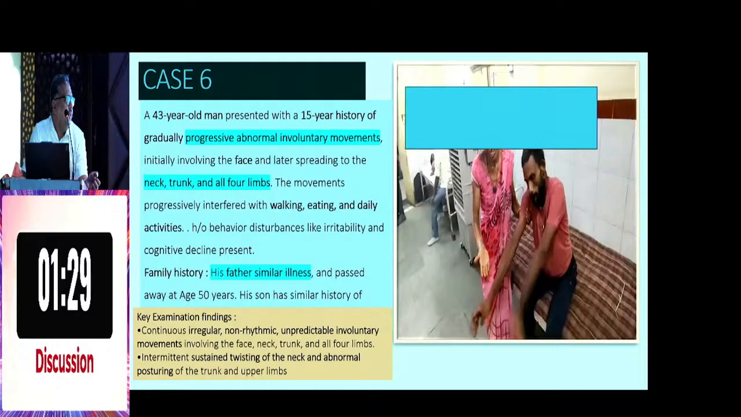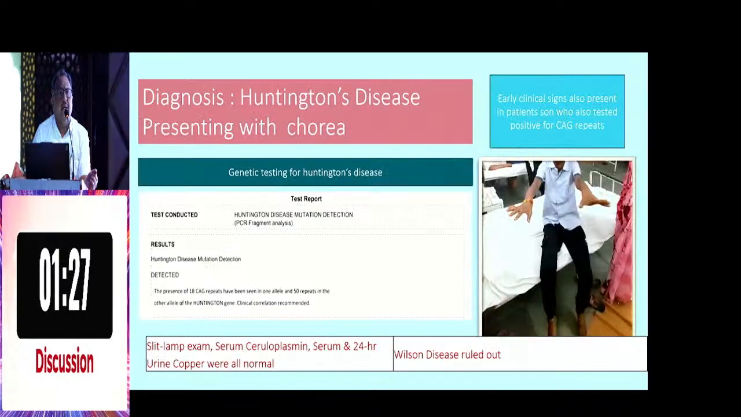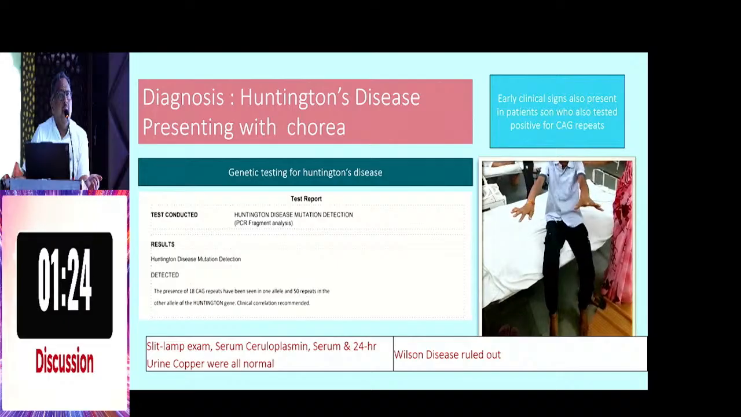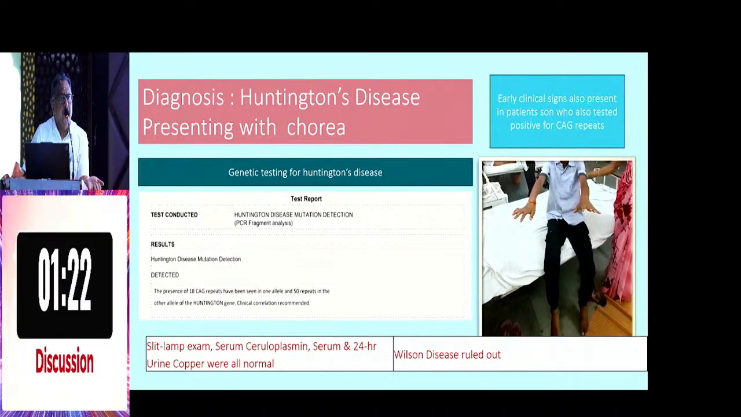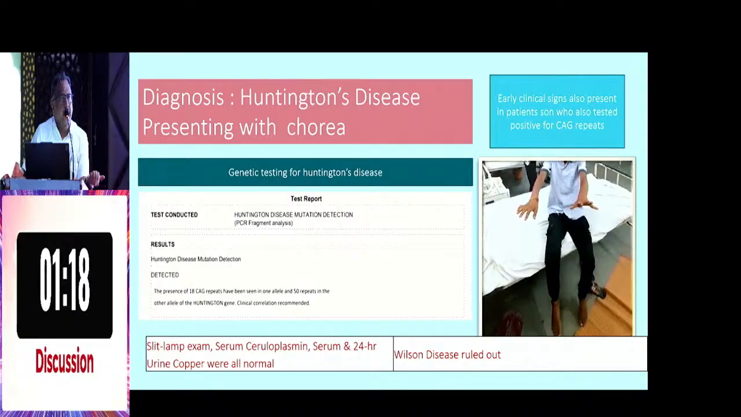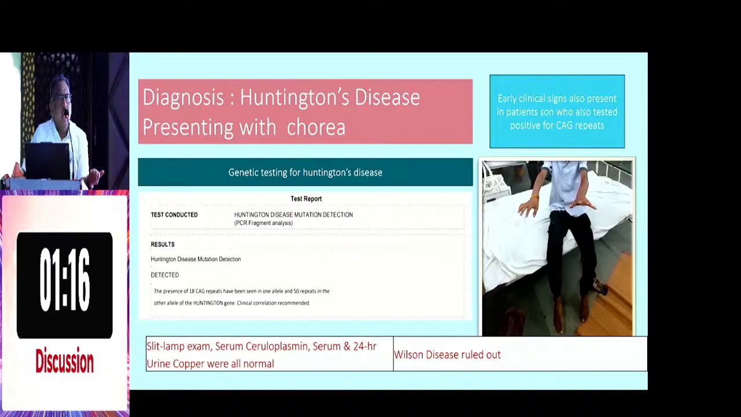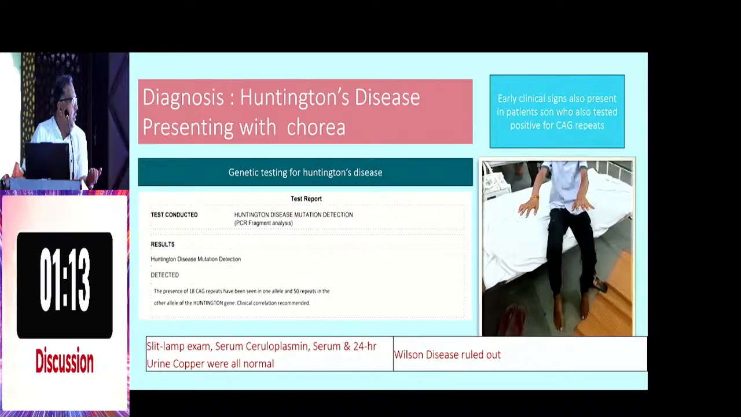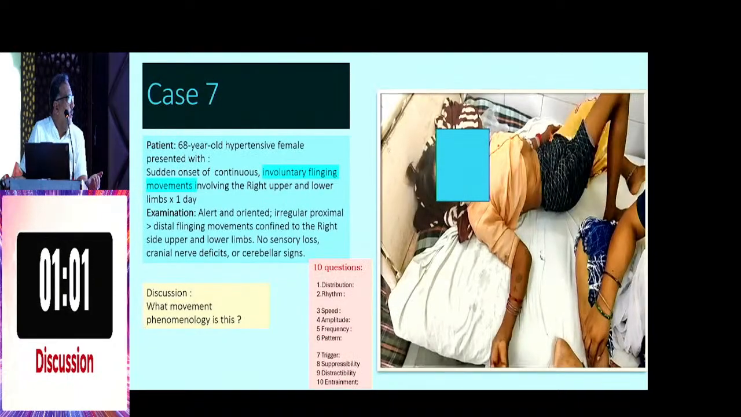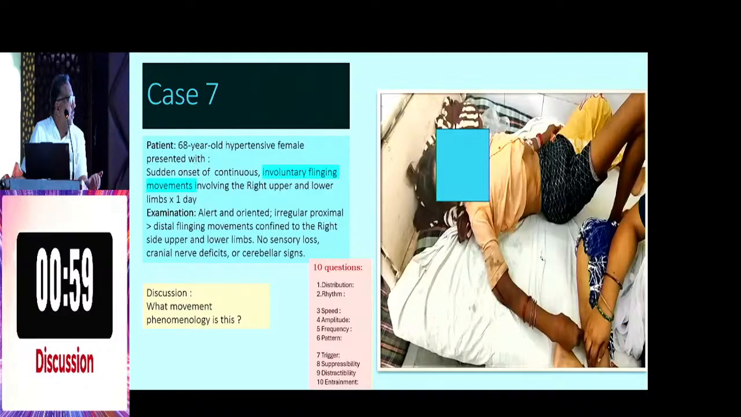Huntington's, yes. So this is a case of Huntington's. Age of appearance of Huntington's is after the age of 40 years, presented with behavioral dysfunction, cognitive decline and abnormal movement in the form of chorea. So this patient has Huntington's chorea. We do the test to rule out Wilson disease, and genetic study, Huntington's disease mutation detection, is positive. So we diagnose this case as Huntington's disease. Next. This is another hyperkinetic movement disorder.